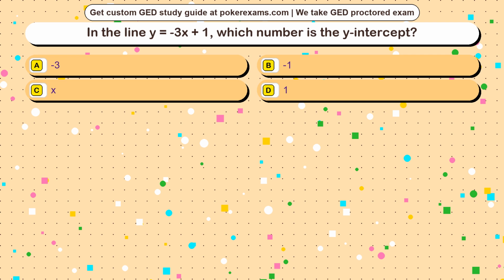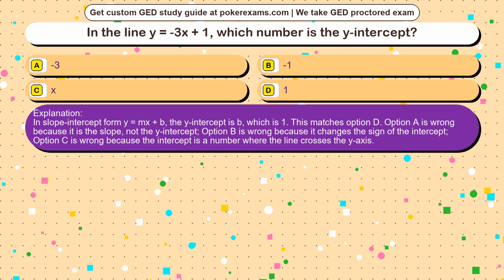The correct answer is option D. In slope-intercept form y equals mx plus b, the y-intercept is b, which is 1. This matches option D. Option A is wrong because it is the slope, not the y-intercept. Option B is wrong because it changes the sign of the intercept. Option C is wrong because the intercept is a number where the line crosses the y-axis.